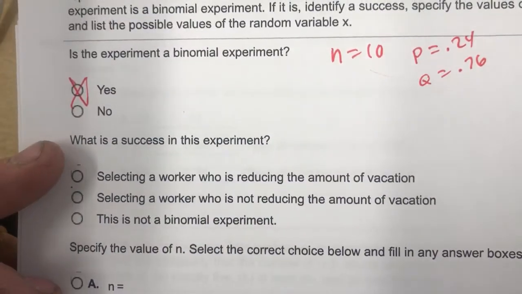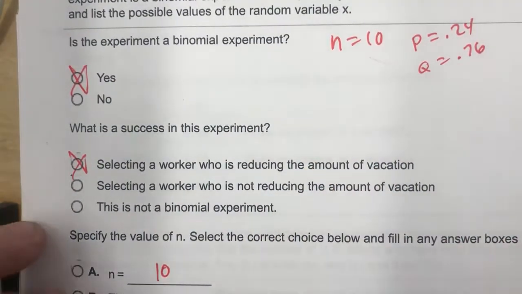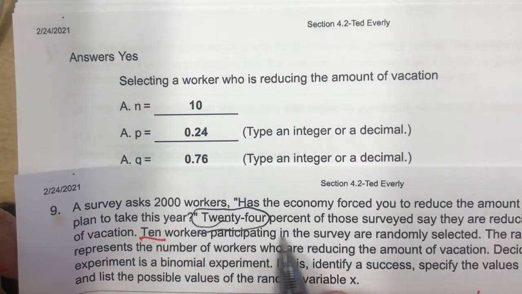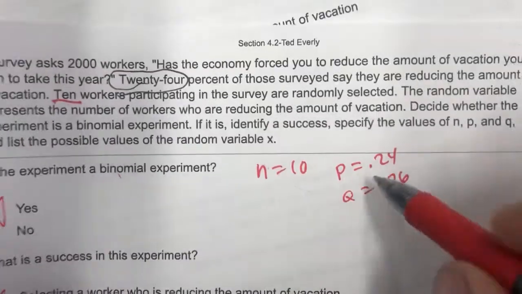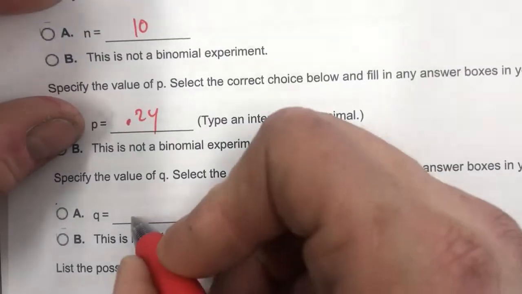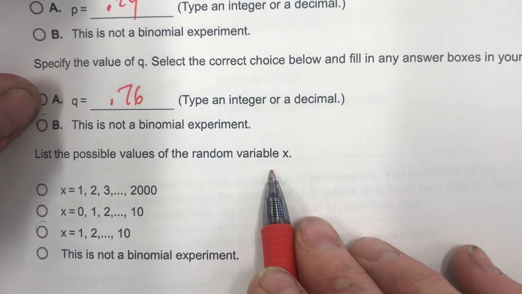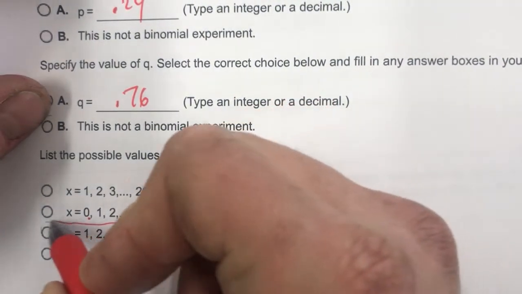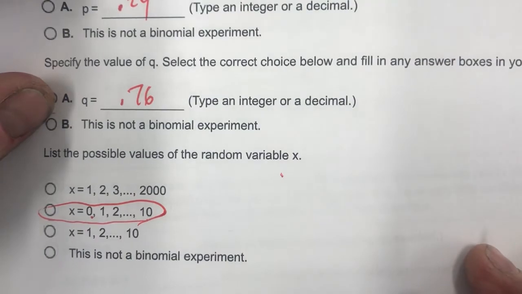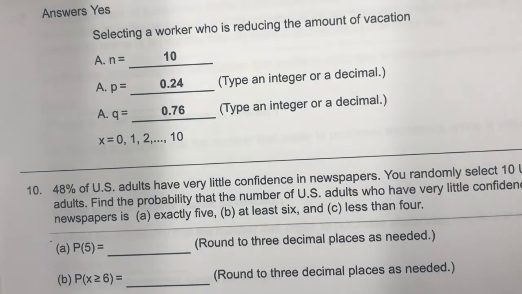What's a success here? I guess we're looking at the workers who are reducing the amount of vacation, so I guess it's this one. n, we already just wrote that down, it's 10, because there's 10 workers selected. p, we just said our p and q right there, 0.24. And then our q, 0.76. And then what are the possible values of the random variable x? Well, it could start at 0 and go all the way to 10, so it's this one. And we got them all. Look at that.